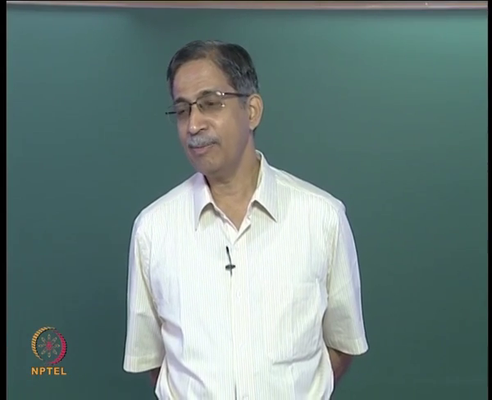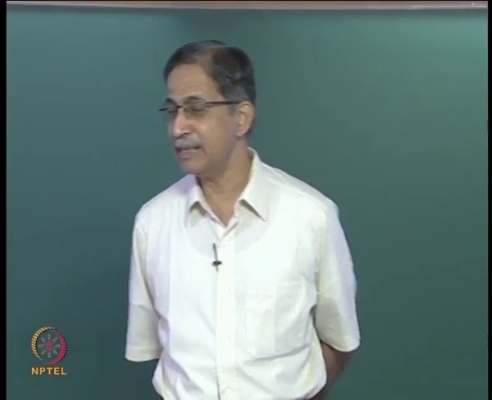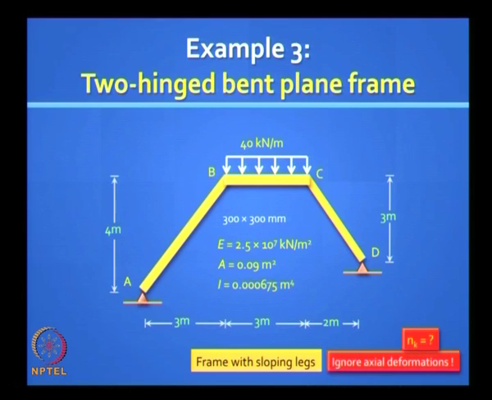But we have done this problem by the conventional stiffness method. There the degree of kinematic indeterminacy was, at B and C, each 3 degrees of freedom, 3 plus 3. You also had a rotation at A and D, it was 8. So we are reducing 8 to 3, but we are ignoring axial deformations. Okay, that is a major reduction.